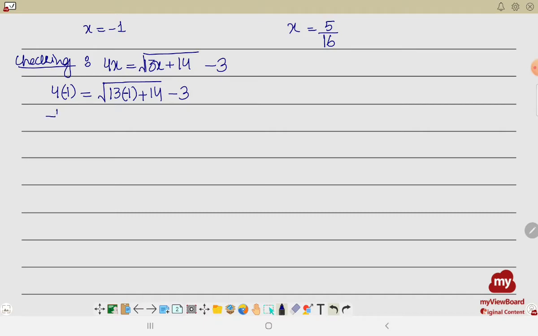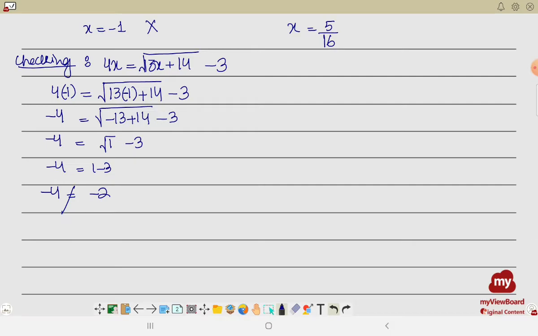So the left side becomes minus 4, and the right side is square root of minus 13 plus 14. You just have to solve it. The left hand side is already solved, and we are simplifying the right hand side. We'll get square root of 1, which is again 1, then 1 minus 3. And if you see, these two terms are not equal. So we cannot write x equal to minus 1 in the solution set. So this will go into the extraneous root.